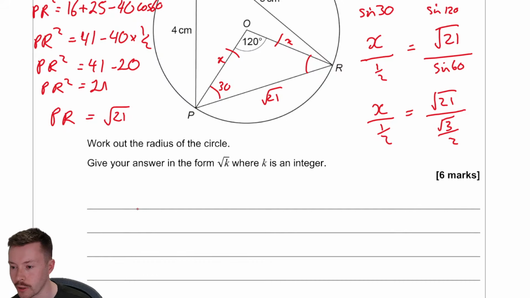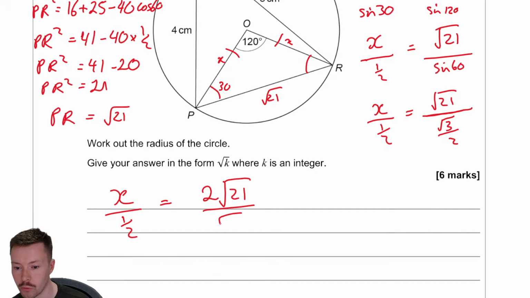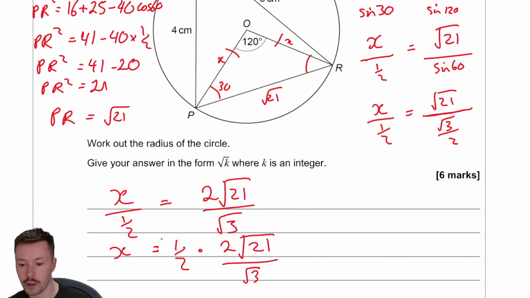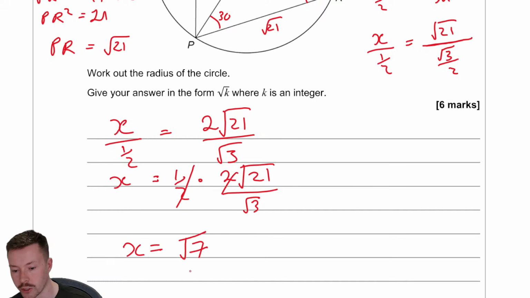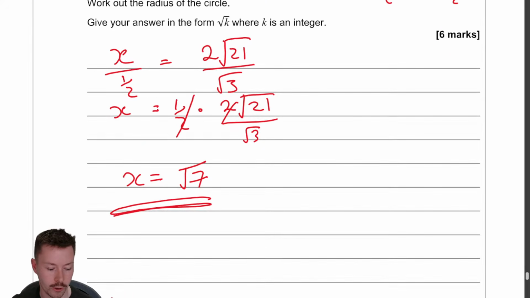I could cross multiply, but can't really be bothered. Let's, on the right hand side here, times top and bottom of the main fraction by 2. So we get 2 root 21 over root 3. Okay, and then x is a half times 2 root 21 over root 3. The half and the 2 cancel, so we get x is root 21 divided by root 3, which is root 7, which is what someone said in the comments. So, yeah.